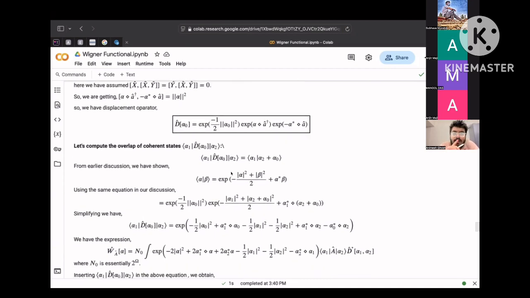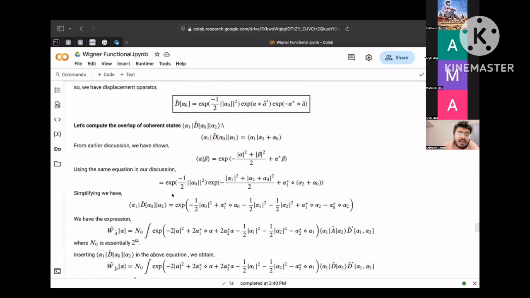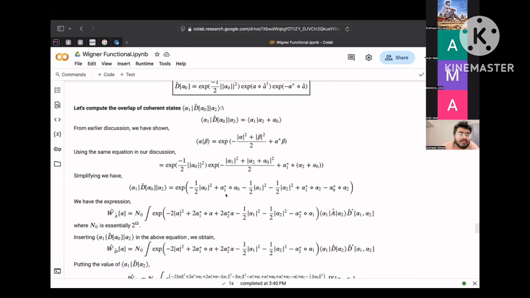Now remember, if we have two coherent states and we are taking the inner product, from the earlier discussion we know that the expression looks like this. Now what we will do is put alpha equals alpha 1 and beta equals alpha 2 plus alpha naught. By putting this in, we get this expression. If you simplify it a bit, it looks like this.